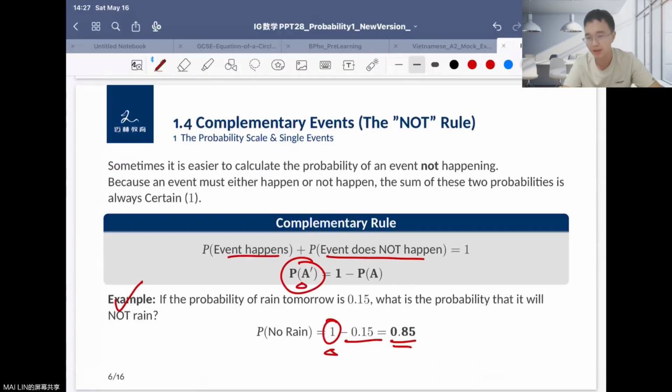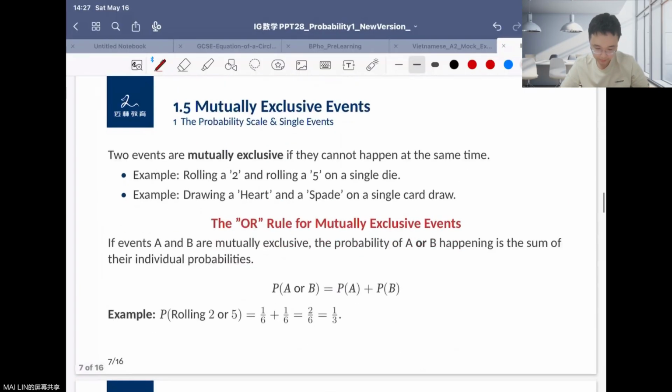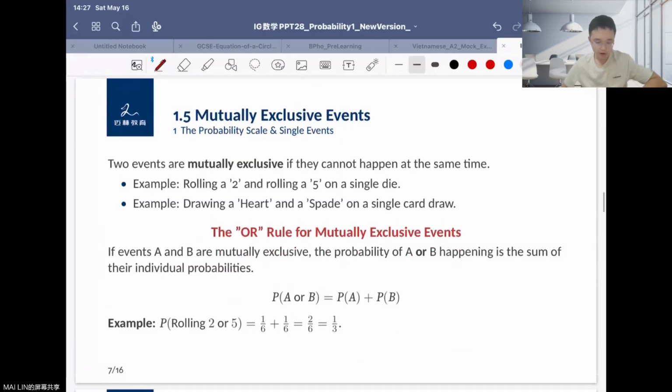That is a complementary event right here, okay? Sorry for that. Here we also have a mutually exclusive event, for example, rolling a 2 and rolling a 5 on a single dice, or drawing a heart and drawing a spade on a single card draw. We can say these events do not have a relationship with each other.